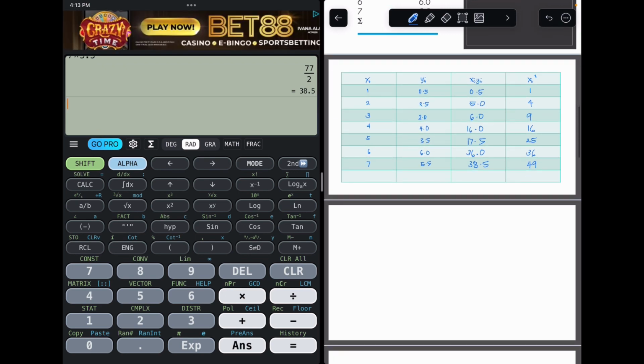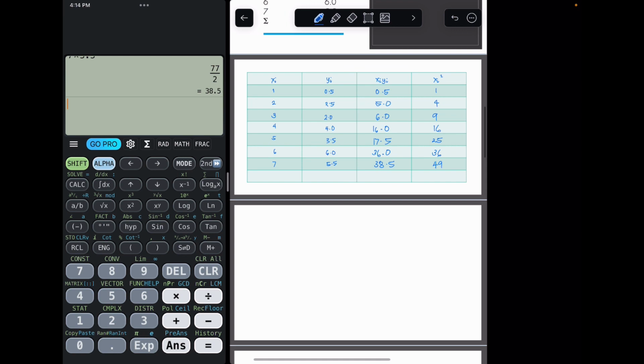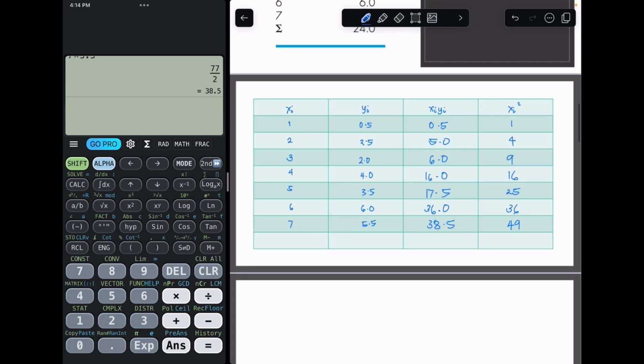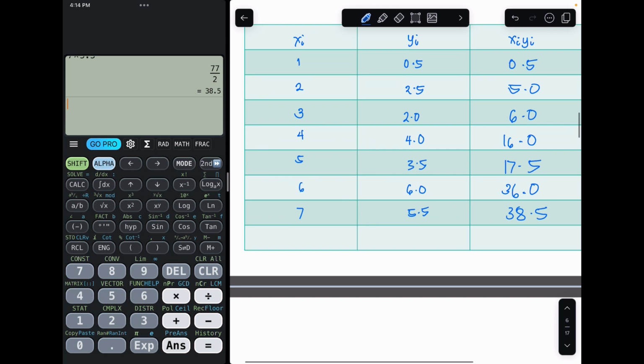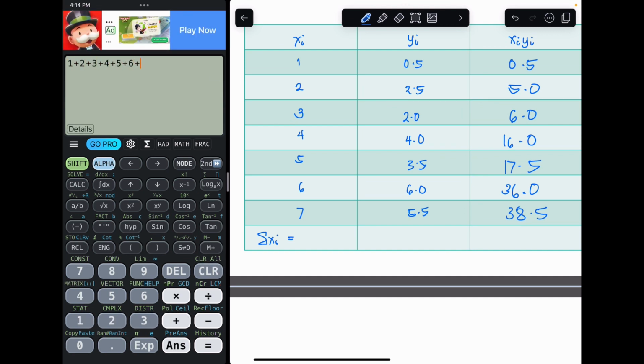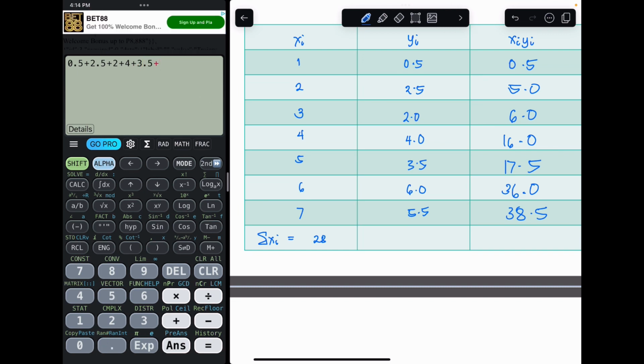So after that, we take the summation. The summation of x sub i, we just add, that is 1 plus 2 plus 3 plus 4 plus 5 plus 6 and plus 7, which is 28. And then for y sub i, we have 0.5 plus 2.5 plus 2 plus 4 plus 3.5 and then 6 and 5.5. So we have the summation for y sub i is 24.